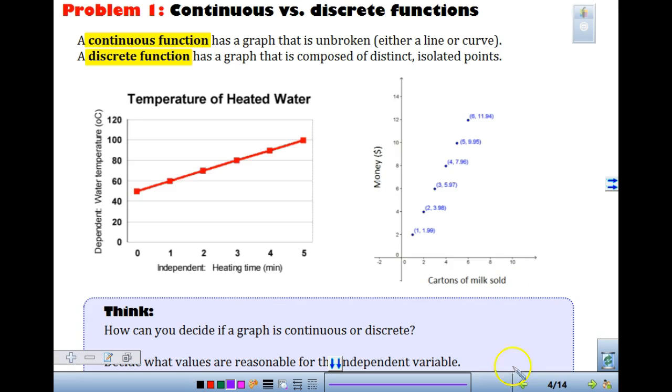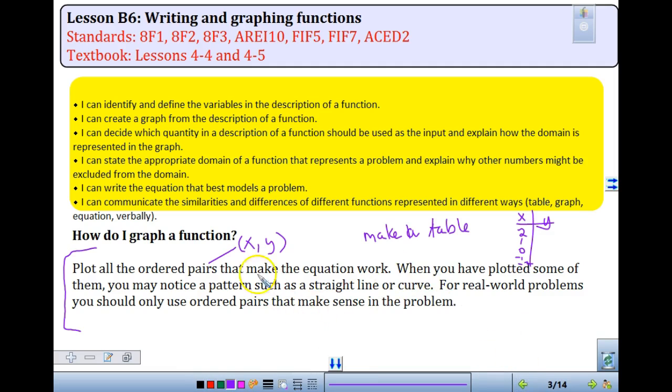Okay. So again, as we're looking at this, you're plotting the ordered pairs. The most important thing that I'm looking for here is that you're plotting all the ordered pairs that make it work. That's my x, y. And the easiest way is to use the equation. Once you plot the points, you're going to notice a pattern. Either it's a straight line or a curve. For real-world problems, sometimes you will only have ordered pairs, because it doesn't make sense to have a line, correct?